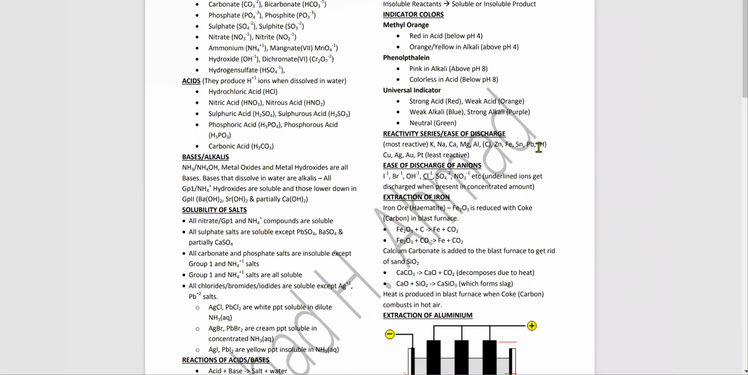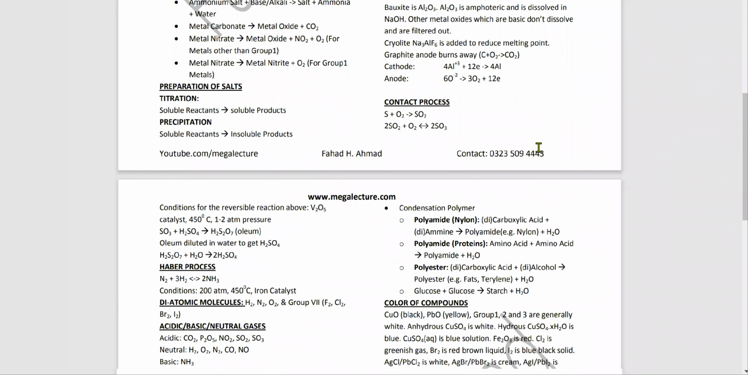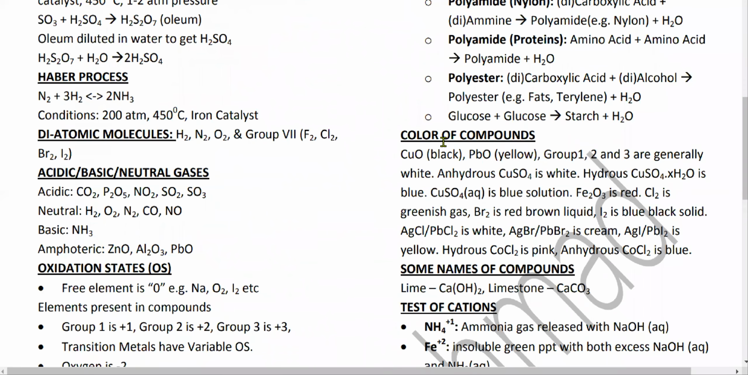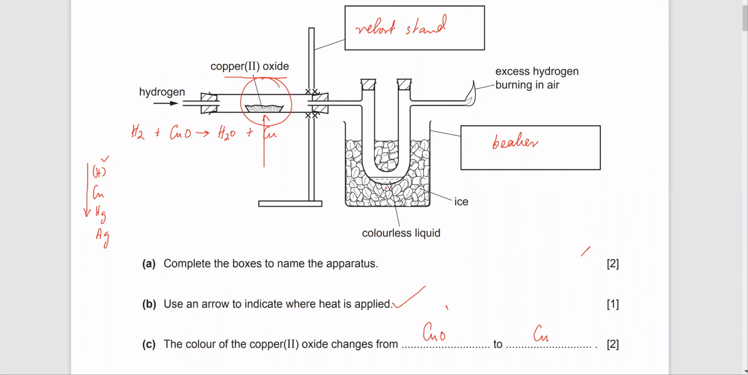So I'm going to look at the data sheet, where the colors of compounds are also written. If you look at the data sheet on this page and the next page, there are different colors of compounds. Now copper oxide over here is black in color. So this black substance changes into copper, which is a pink metal or a reddish brown metal. So it changes into pink.